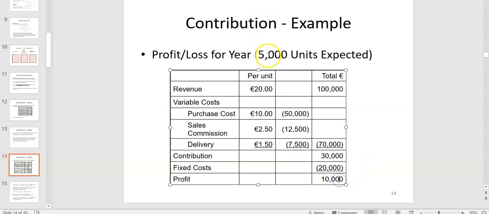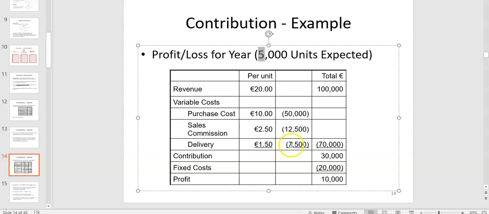But the nature of this structure, having your cost base split out like this, is that I can estimate my profit now for 4,000 units. I can sub it in here. I can estimate my profit for 7,000 units.